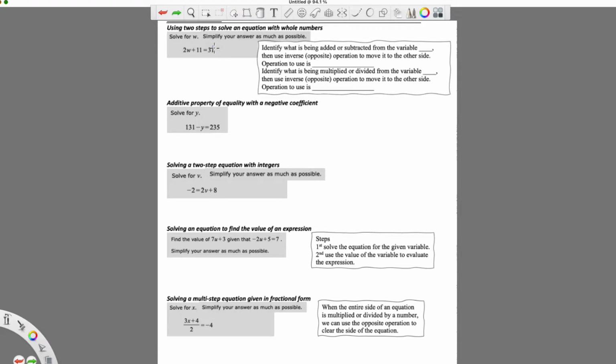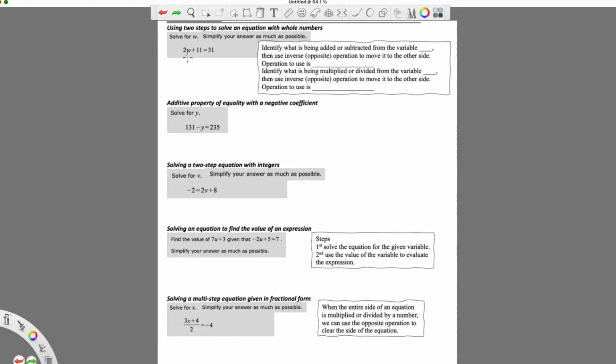Basically, I'm undoing these things. W is multiplied by 2. I want to unmultiply by 2. There was 11 added to this doubled W, so I want to subtract 11, because I want to go back to the beginning. What was W before all these things happened to it?